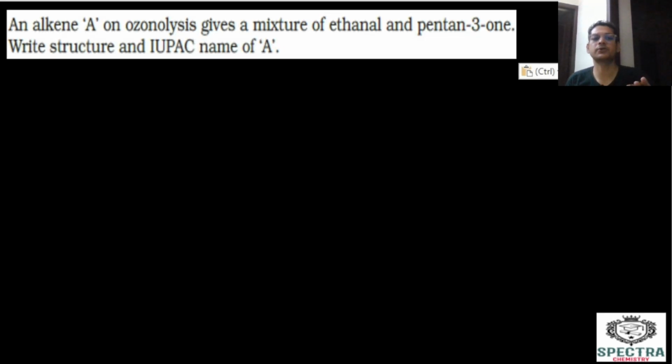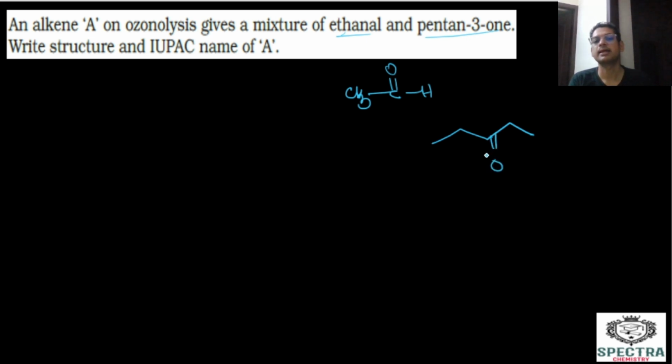Yes. So this is your question. Alkene A on ozonolysis gives a mixture of ethanal and pentan-3-one. So you already got the ethanal structure as CH3CH=O and the pentan-3-one structure as this. So what you have to do? You have to write them face to face.